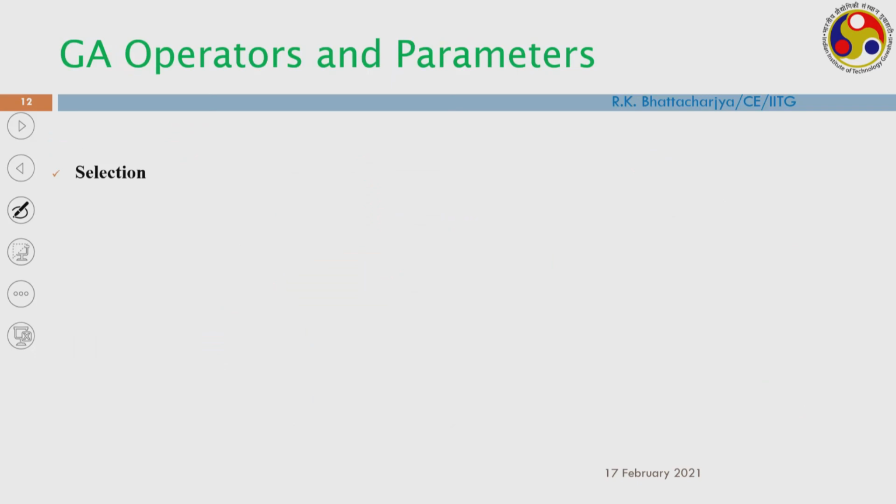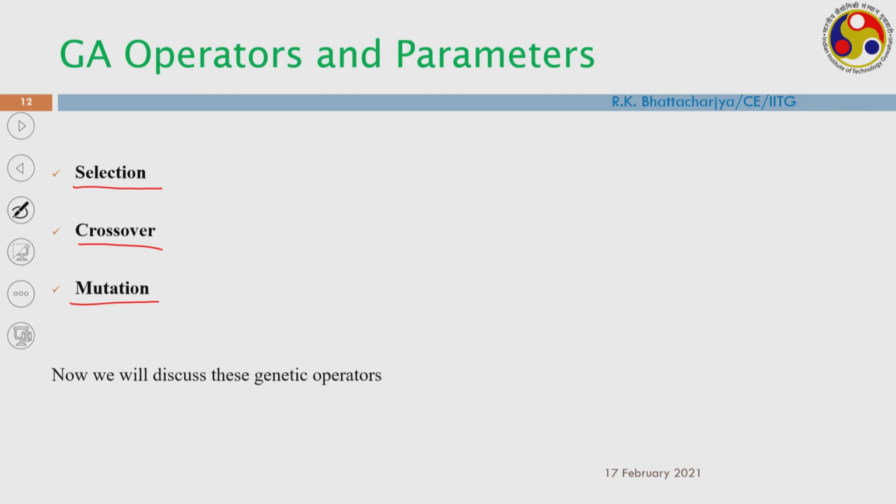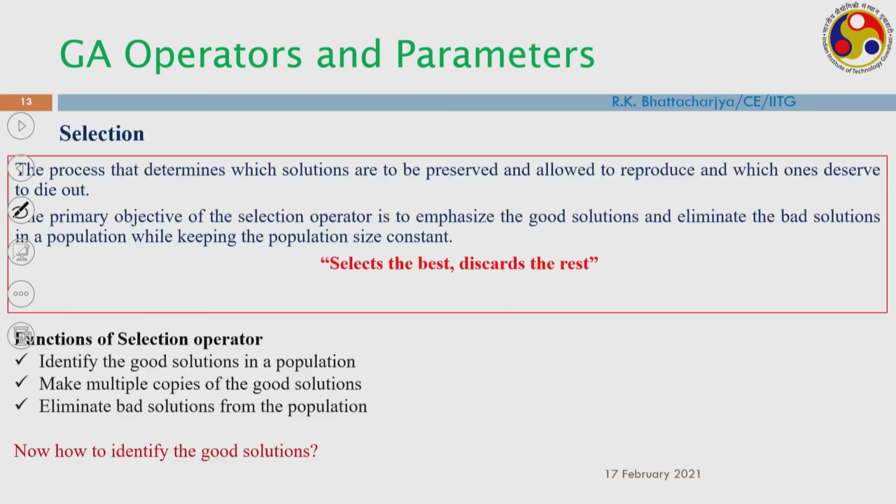As I said, there are 3 operators here: selection, crossover, and mutation. We will discuss these genetic operators one by one, and I will also discuss what the function of these 3 operators is, what they basically do, and how to implement them. The first operator is the selection operator.